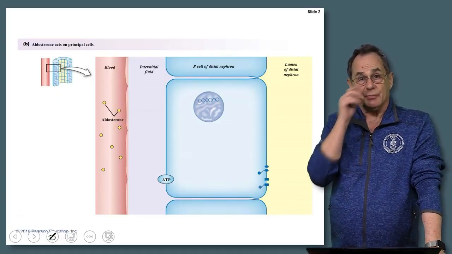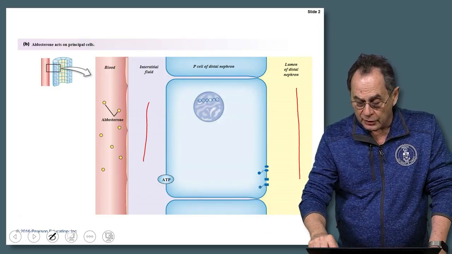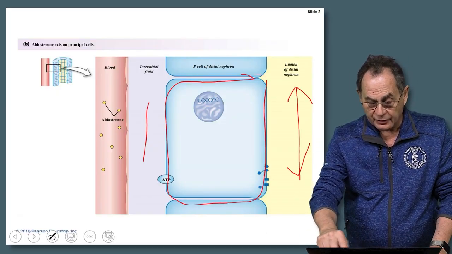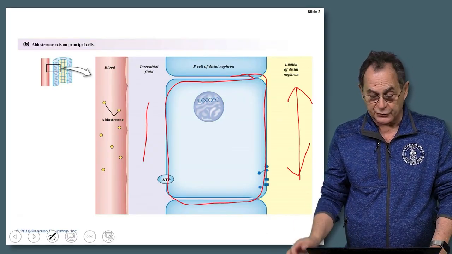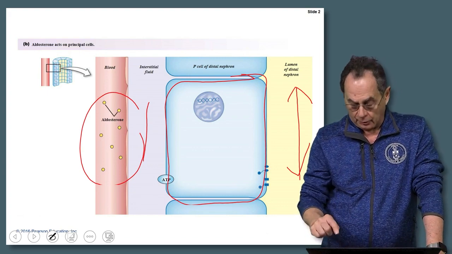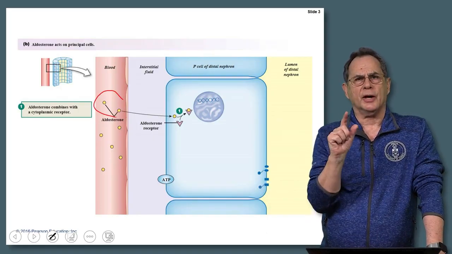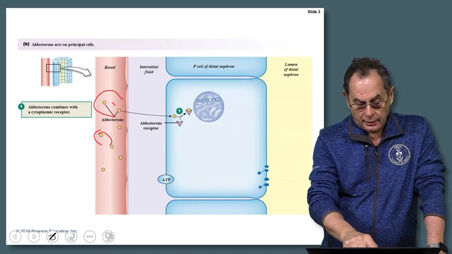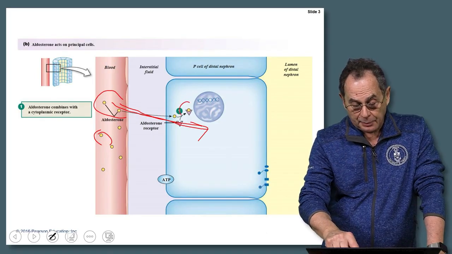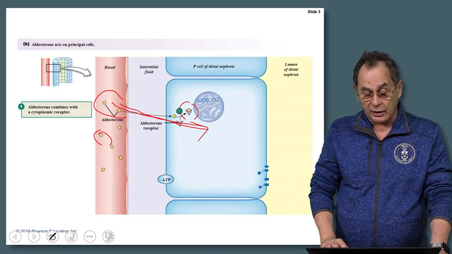This series of slides is meant to illustrate that. So what we have here is an interstitial fluid. Here's the lumen of the distal nephron. Here's the cortical collecting duct cell. These are called principal cells. And here's the blood, interstitial compartment. So what happens? Well, aldosterone, represented by the small circles here, is a steroid hormone, so it diffuses across the lipid bilayer and binds to aldosterone receptors within the principal cells of the collecting duct.